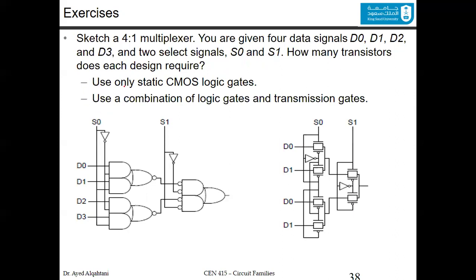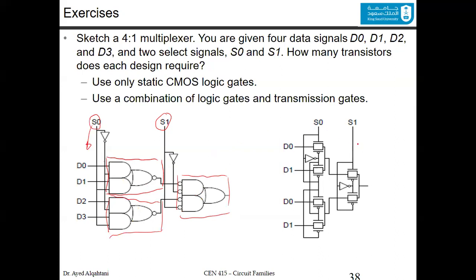The first way, use only static CMOS logic gates. So you did the multiplexing this way, and we discussed this before. So you have D0 with S bar, D1 with S, D2 would be with S bar, and D3 with S. You have S0 close to the input, and S1, which is actually the other way around. S0 is the least significant bit, and the S1 is the most significant bit. And you do it for this one as well, same idea. This is actually the same circuit as this one.